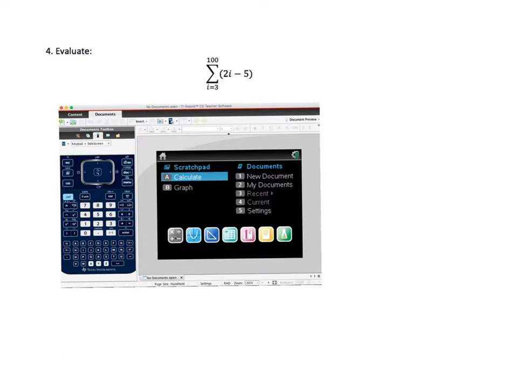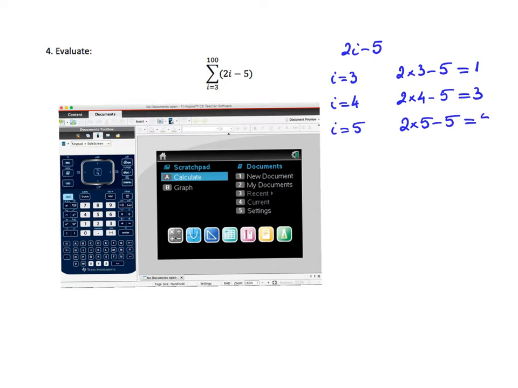Sigma stands for sum. And if I'm looking at 2i minus 5, which is a general term, if I first replace i by 3, I get 2 times 3 minus 5, which is 1. If I replace i by 4, I get 2 times 4 minus 5, which is 3. i equals 5, so I get 2 times 5, 10, minus 5 is 5.